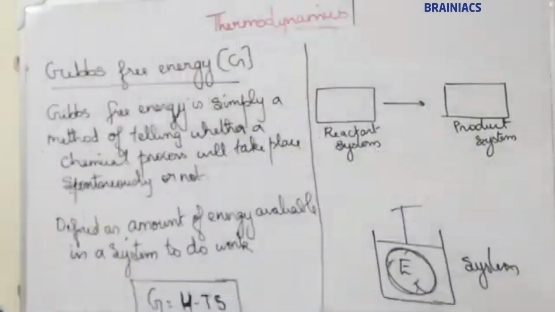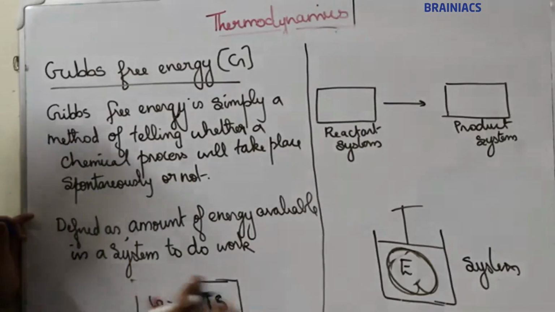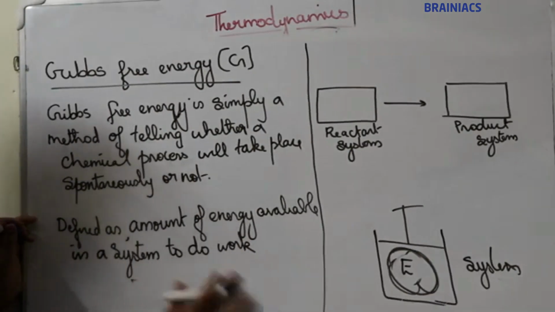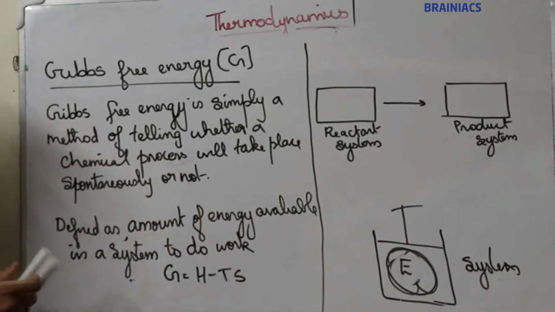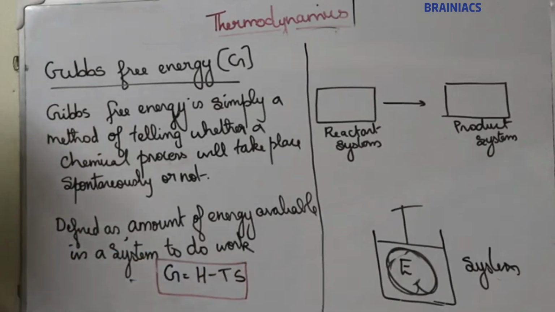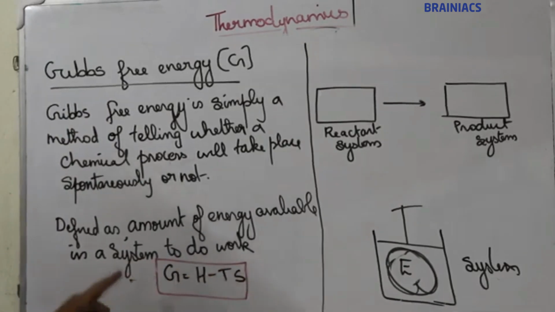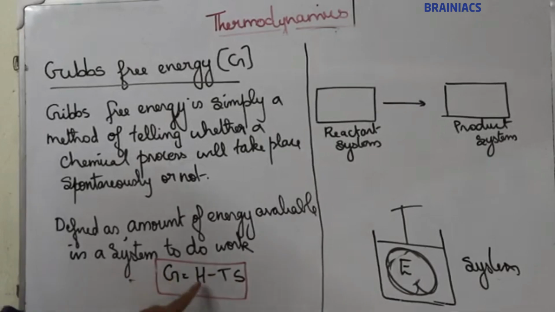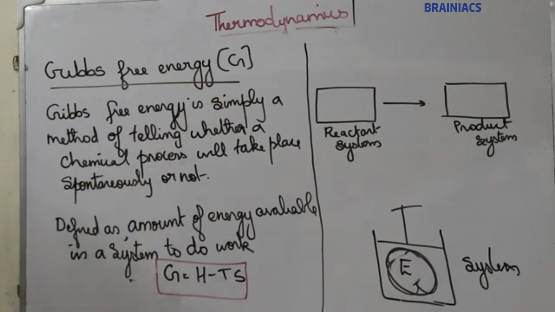Now, Gibbs free energy G is calculated using this equation: G = H - TS. What is H? Enthalpy. T is temperature, and S is entropy. So, Gibbs free energy G is equal to enthalpy minus temperature times entropy.